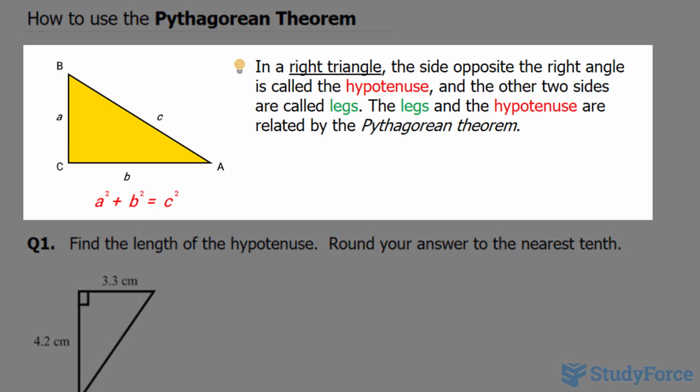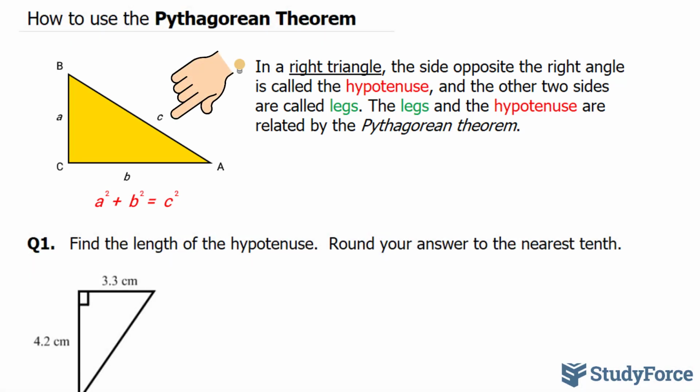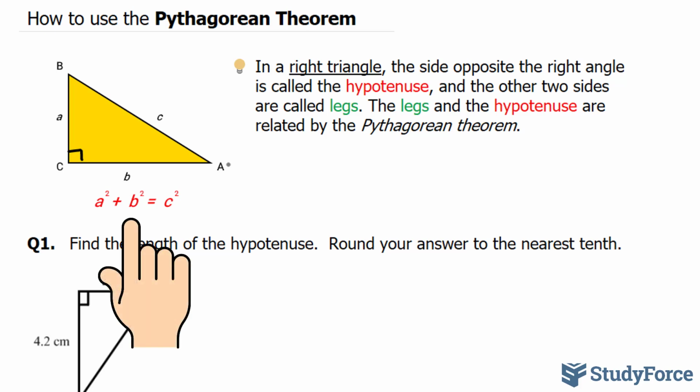In a right triangle, the side opposite the right angle is called the hypotenuse. And usually the right angle of a triangle is represented by a square. And the other two sides are called legs. So this side right here and this side are called legs, and we usually label them a and b. The legs and the hypotenuse are related to the Pythagorean theorem.